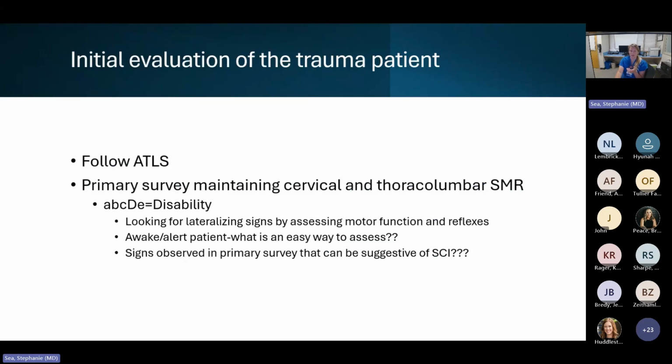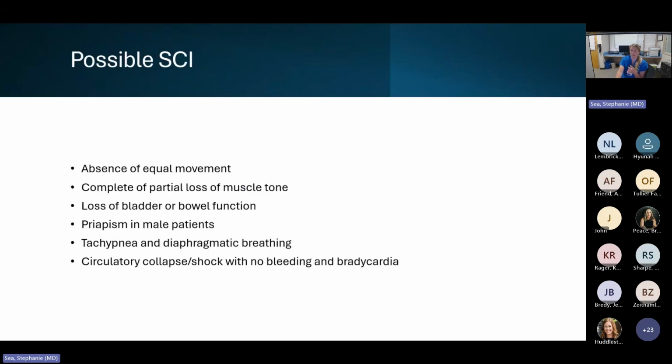Signs that you may see are all of a sudden they say, oh, I can't feel something, or oh, I can't wiggle my toes. That would start to clue you in. Other things that might clue you in are absence of equal movement, complete or partial loss of muscle tone, so they just appear flaccid and their legs roll out to the sides. They have loss of bladder or bowel function. Priapism in male patients is often indicative of spinal cord injury. Perhaps they're tachypneic or have diaphragmatic breathing. Clearly in a trauma situation, this can be related to multiple other things, but it's something we start thinking about.